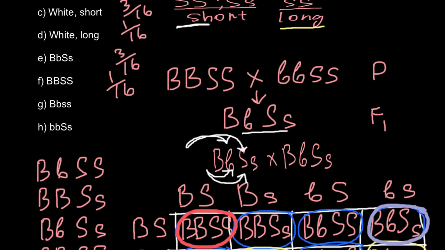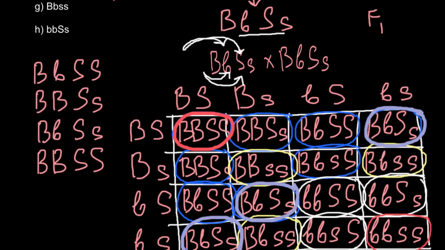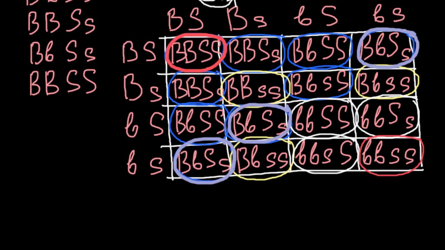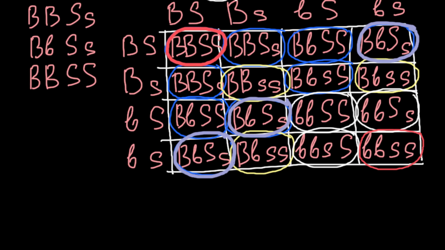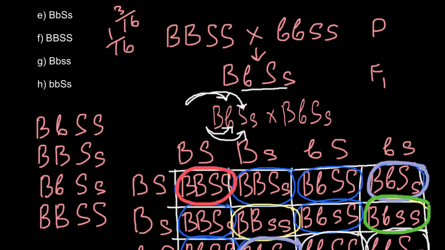And now we are looking for the genotype capital B and small s. Once again we return to our table. So we are looking for the capital B and small s. And we have two such genotypes, and this is going to be the first one, and this is going to be the second one. So 2 out of 16 would belong to this genotype. We're almost done, so we can answer this question 2 out of 16.